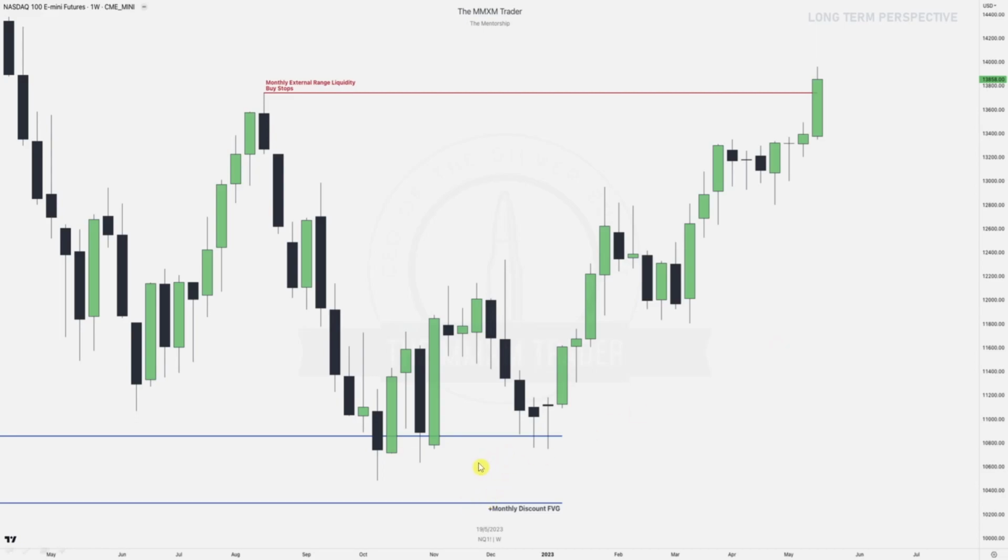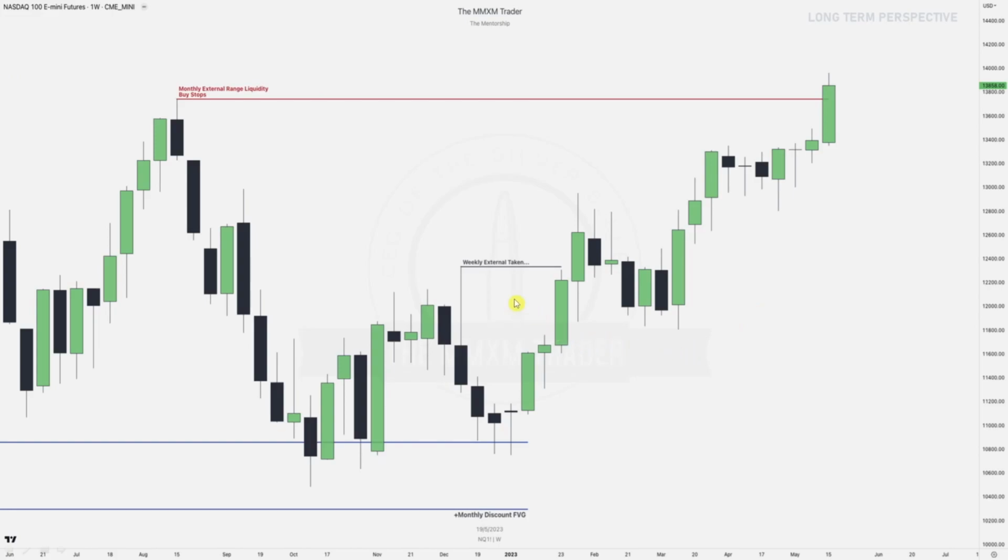We've got that monthly discount fair value gap, internal range liquidity, remember? We're going to external range liquidity next, so we know the weekly should be bullish, and without knowing those seasonal tendencies, we can use all the PD arrays moving up into that external range until we liquidate that. So over here, we drop down right into that discount fair value gap on the monthly. Now we have weekly external liquidity, which is over here.